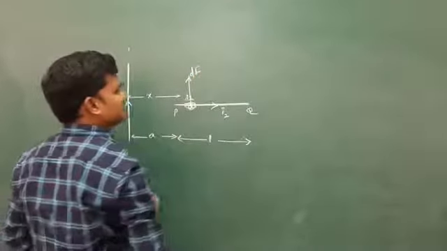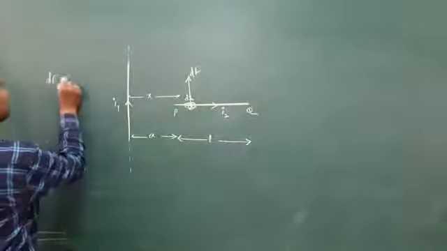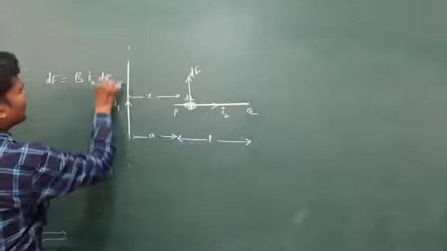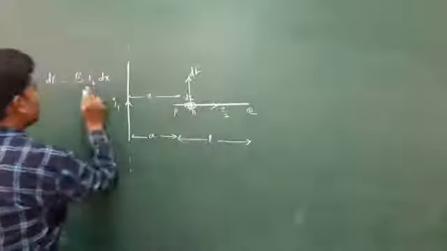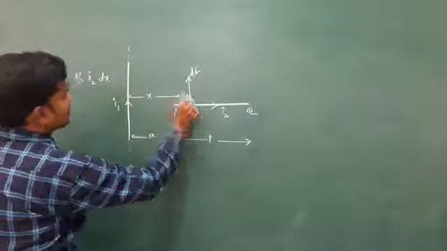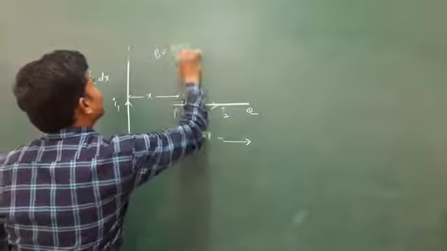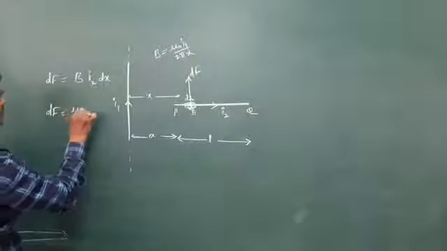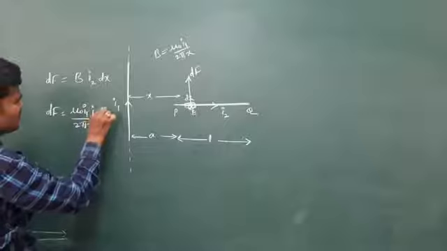The dx portion experiences a force of dF. So that dF we can write as B I L, where I is nothing but I2 and L is nothing but dx. And how much is this B? This is a long straight wire, at a distance of x. For a long wire, B is equal to mu naught I by 2 pi r, so mu naught I1 by 2 pi x, with r being x. So dF is equal to mu naught I1 by 2 pi x times I2 dx.